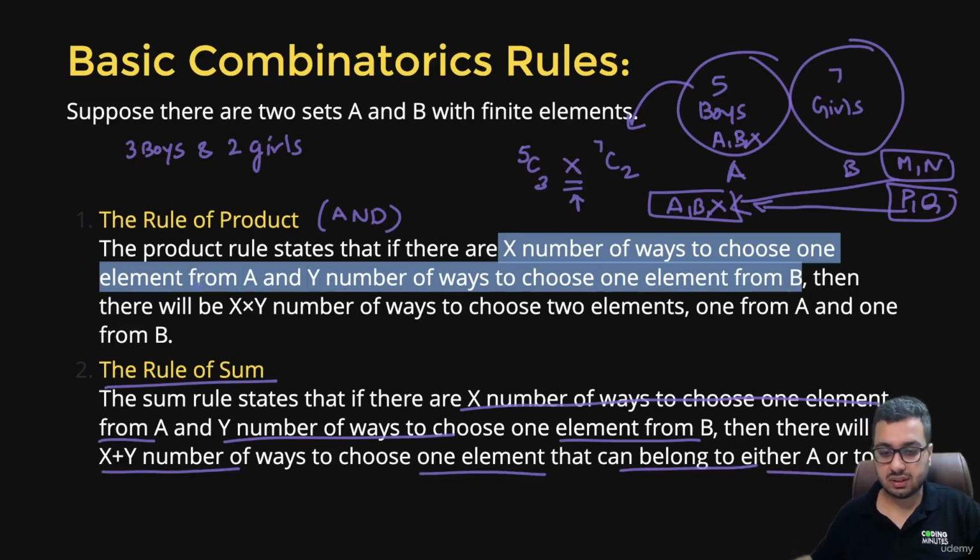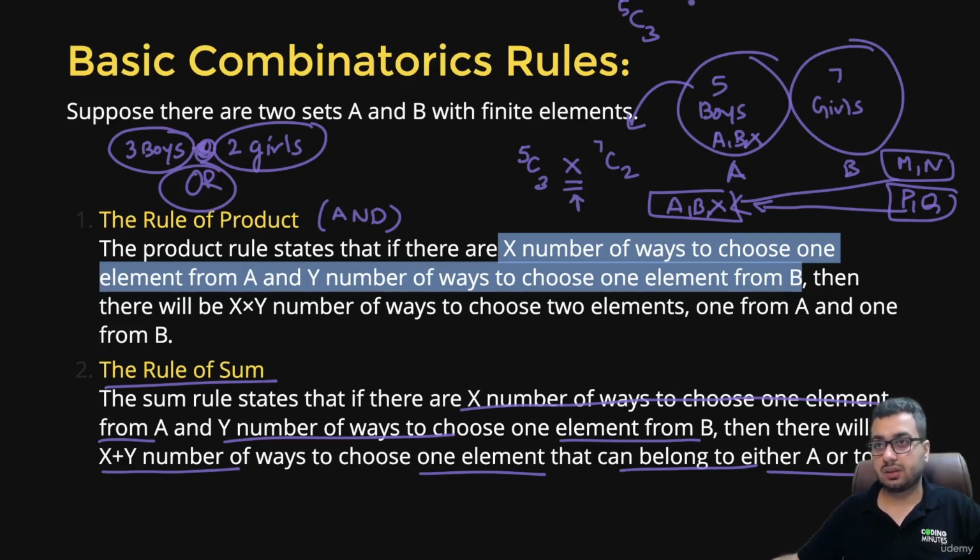So if the question is choose either 3 boys or 2 girls, in how many ways can you pick? If you want to pick 3 boys, they can be picked in 5C3 ways, or the option is you can ignore all the boys and just pick 2 girls, so you add the number of ways, which would be 7C2. This is the sum rule basically.